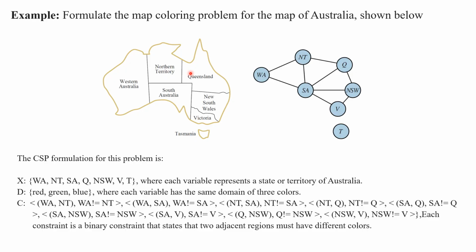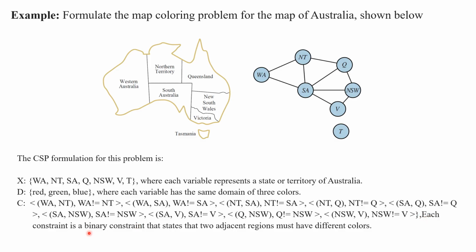Then map coloring. For example, formulate the map coloring problem for the map of Australia given below. The CSP formulation for this problem: first let us take the key components, variable, domain, and constraint. So these are the variables. Each variable represents a state or territory of Australia, and the domain is given in the problem: red, green, and blue. Each variable has the same domain of three colors, and these are the constraints.